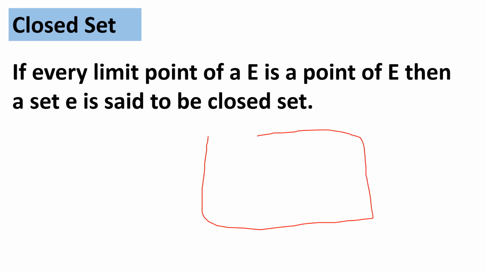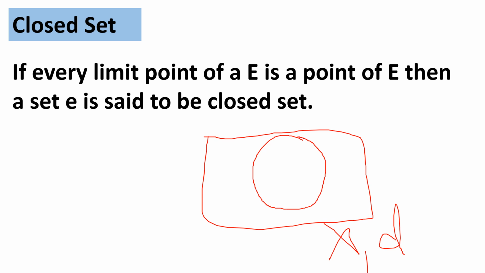I am considering (X, d) and E, and there are some points in the neighborhood of a point P, which is consisting of, rather than P, Q points, there are some points of E also.